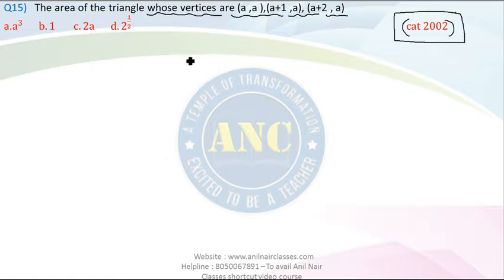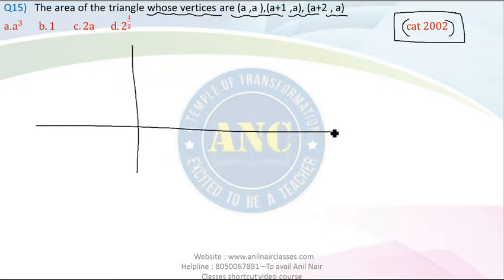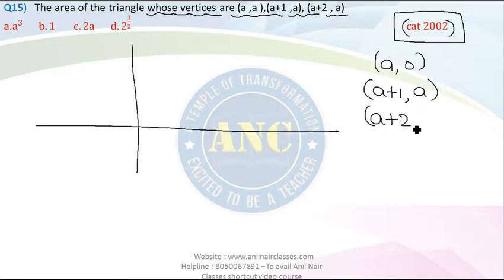Because it is a question based on coordinates, I will draw the coordinate axis. If I draw the coordinate axis, the first point is a comma a, the second point is a plus 1 comma a, and the third point is a plus 2 comma a. Now I don't know what the value of a is. A value can be anything, but to simplify my problem, I will put the value 0. Sir, should we put the value 0 itself? Can we put some other value? I will put the value minus 3.